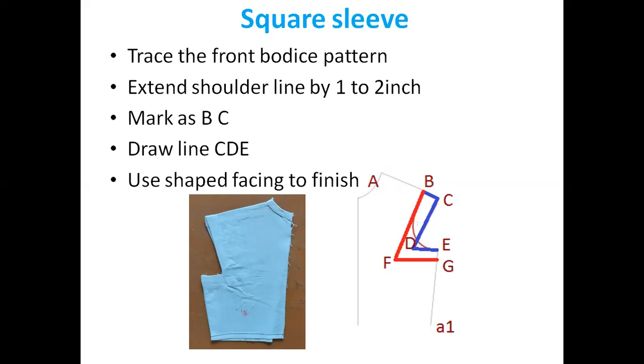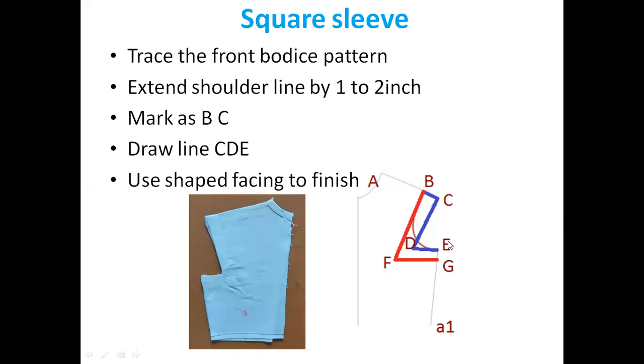You just have to trace the basic bodice. This sleeveless type is just a modification of the basic bodice, no? So you won't be having any sleeve. For this pattern, you don't want any sleeve pattern. You just need the bodice pattern alone. Trace the front bodice pattern. What you have to do is just extend it.